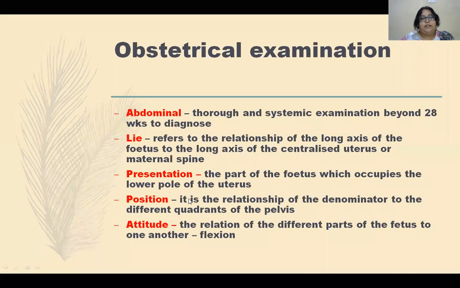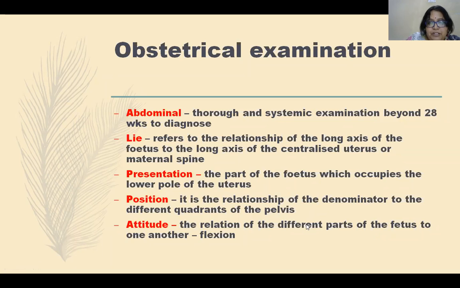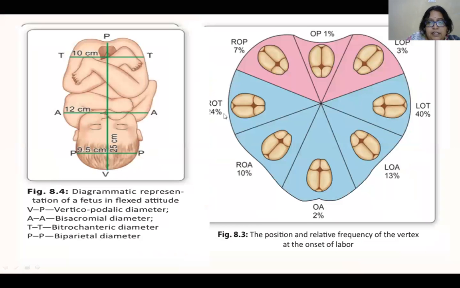Next is the position. What is position? Position is the relationship of the denominator to different quadrants of the pelvis. See, this is the occipito-anterior position, where you take the occiput as the denominator, that is the arbitrary bony fixed point which is occupying the lowermost pole of the uterus. And what is the relationship of that occiput with various quadrants of the pelvis? This is how a pelvis looks, and its relationship to all these quadrants of the pelvis is called position.